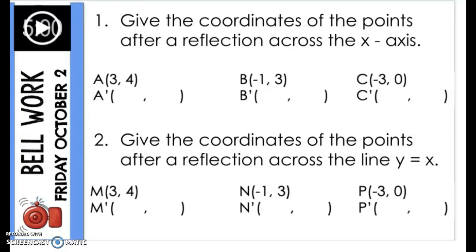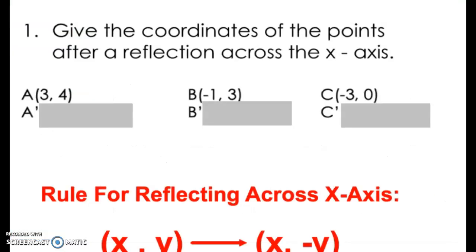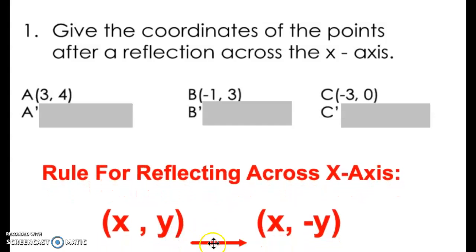Now instead of talking about a translation where we're sliding things, we're talking about a reflection, where we are flipping an image. The rule for reflecting over the x-axis says that you take your original ordered pair, x, y, and when you reflect across the x-axis, the x-coordinate stays the same. We're not doing anything to change the x-coordinate. And then the y-coordinate becomes the opposite.